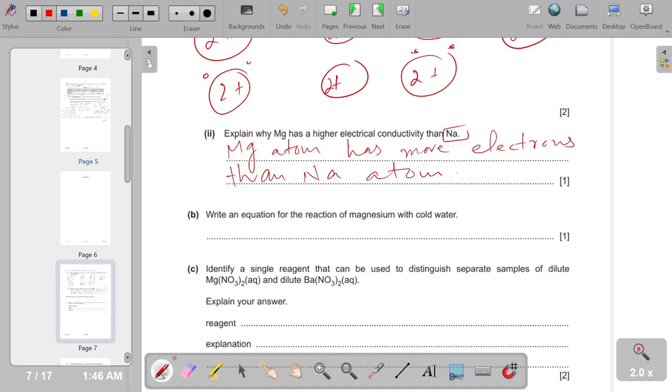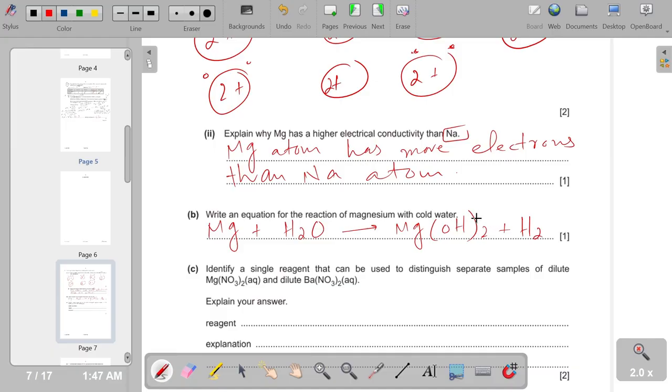Group 2 metals react with cold water to give hydroxides. For example, magnesium reacts with water to give magnesium hydroxide. Because magnesium is from group 2 and hydroxide carries a negative 1 charge, I need to put 2 here. It is a highly exothermic reaction that also gives hydrogen gas.